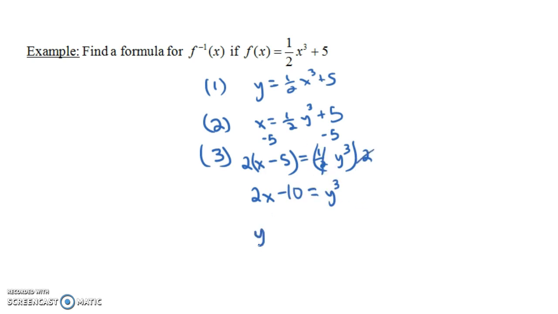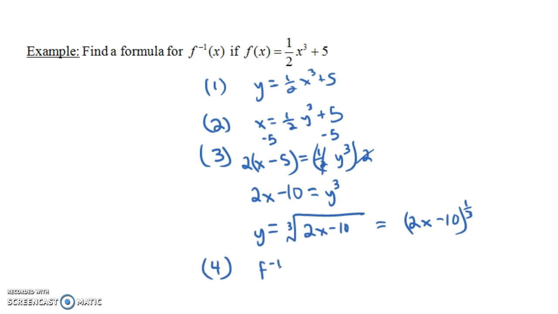So what is y equal to? y will be equal to the cube root of 2x minus 10. Or another way of writing this would be 2x minus 10 to the 1/3 power. So we get the cube root of 2x minus 10. Now the last step is to replace y with f inverse of x. So we have f inverse of x equals the cube root of 2x minus 10.